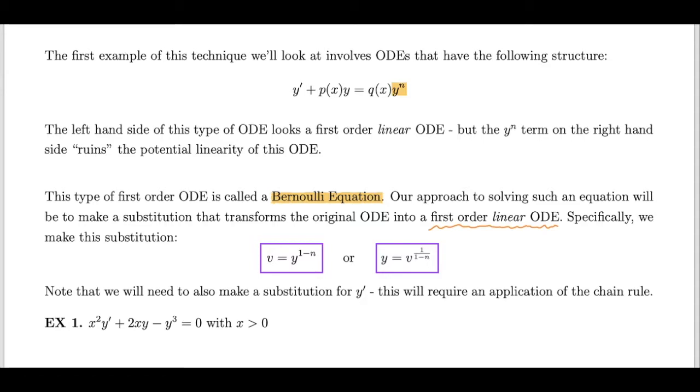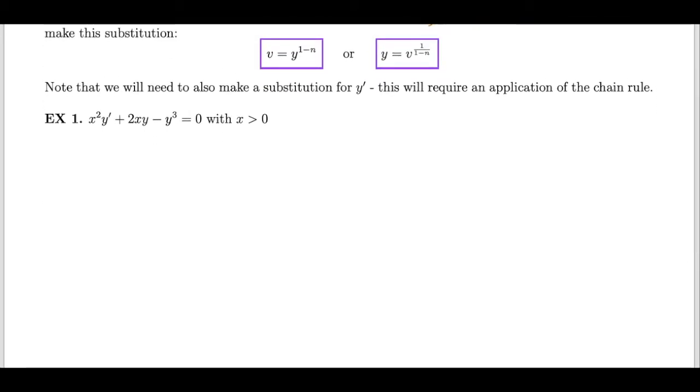Let's take a look at the first example. Just a word of warning, there are a lot of steps involved in these problems, so make sure you keep track of the different stages that we're following as we go through our solution for this ODE.